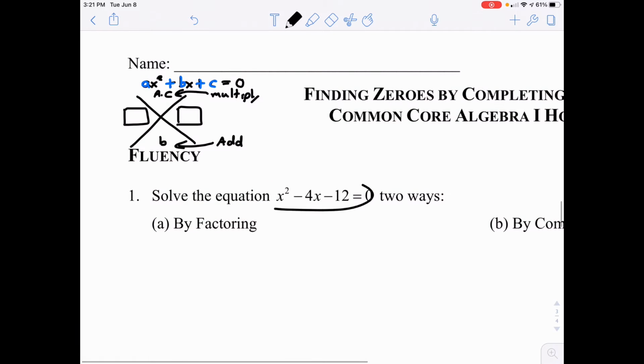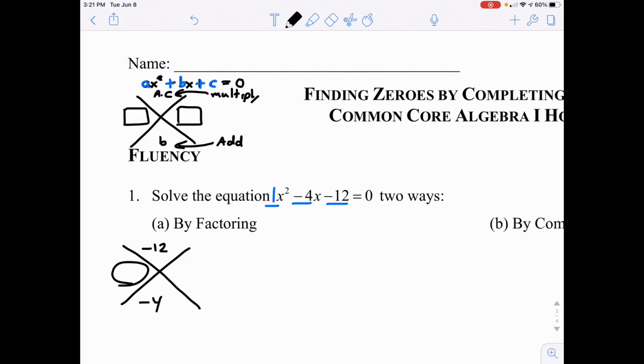Here's our quadratic. Our a term is 1, our b term is -4, and our c term is -12. So our a times c would be 1 times -12. -12 goes up top. -4 is our b term. That goes on bottom. The two numbers here have to multiply to give -12 and add to get -4.